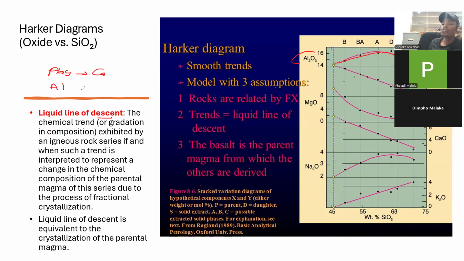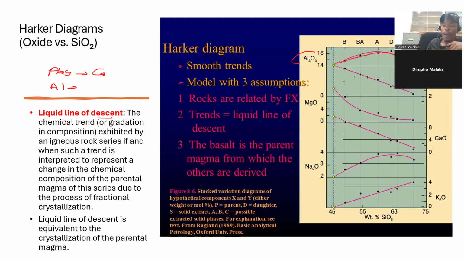When you start to use this aluminium to form low temperature plagioclases like albite, that's when the aluminium content starts to decrease. That's why aluminium shows this trend of increasing first and then decreasing.